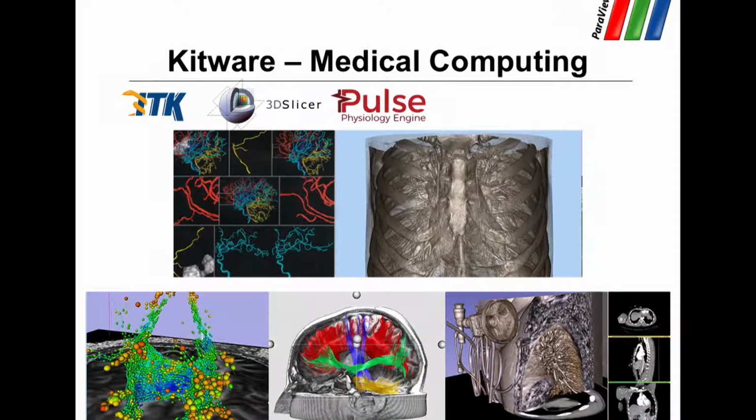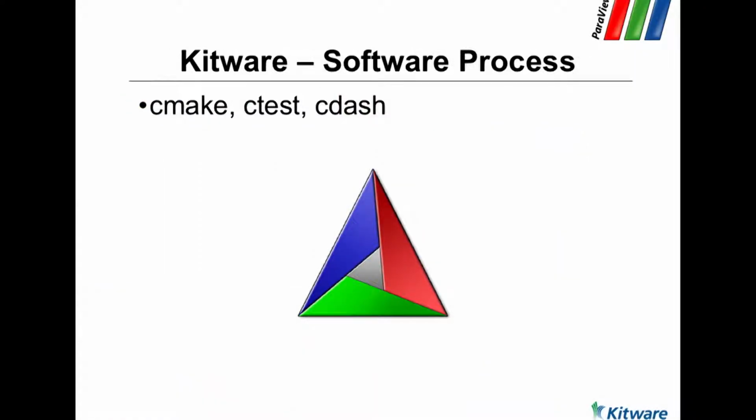The medical computing group, they produce ITK, the segmentation and registration toolkit, 3D Slicer, and Pulse. It's a newer product. It's a physiology, whole body simulation. And the software process group, we produce and maintain CMake.